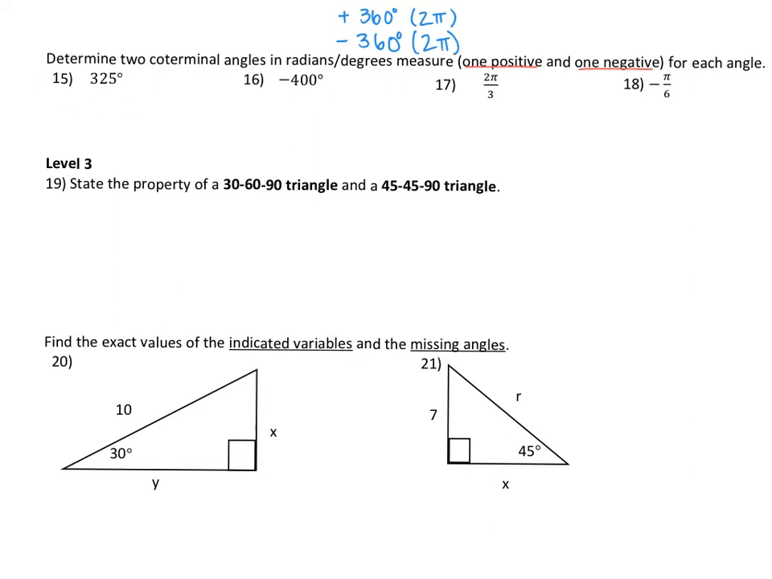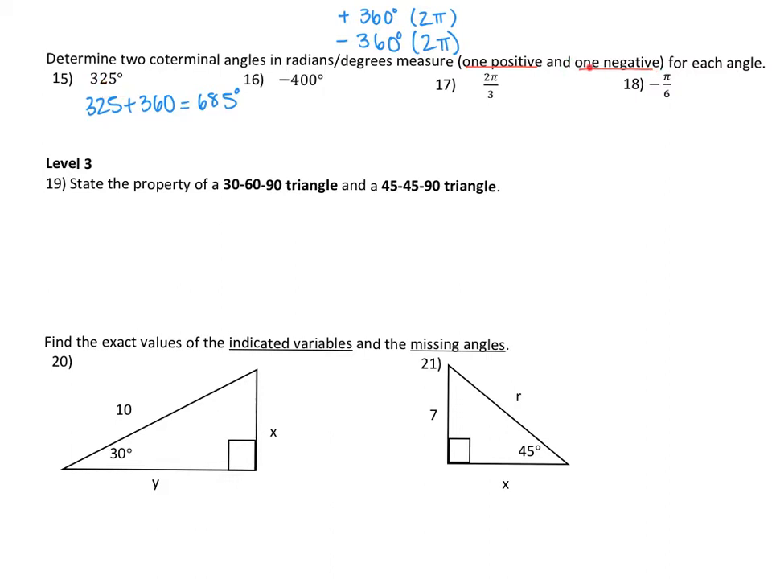So starting with 15 here, we have 325. We need to find a positive coterminal angle. So what I could do is start by adding 360, because that would keep it positive. So I'm going to take 325 and add 360. Let me grab my calculator. That gives me 685 degrees. So here is a coterminal angle for 325. It means that if I were to graph this value, it would hit in the exact same location as 325.